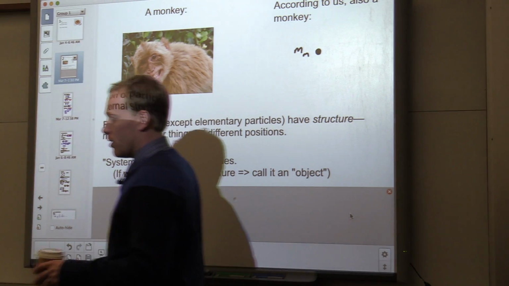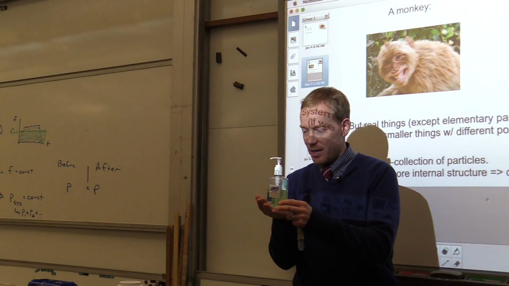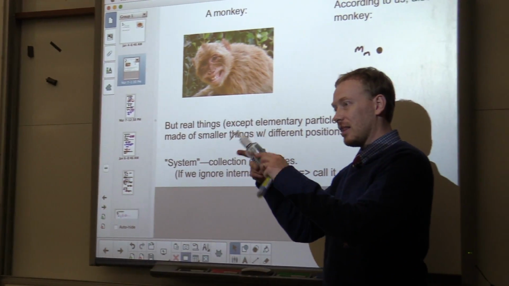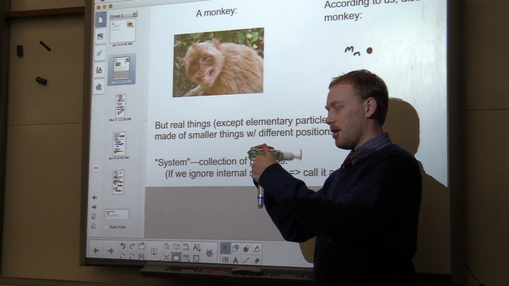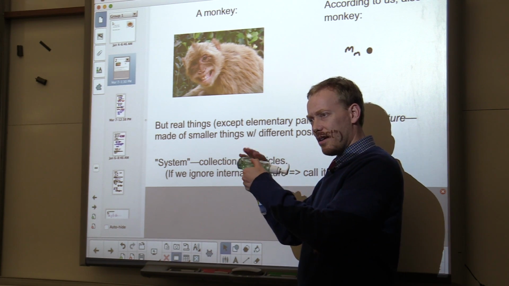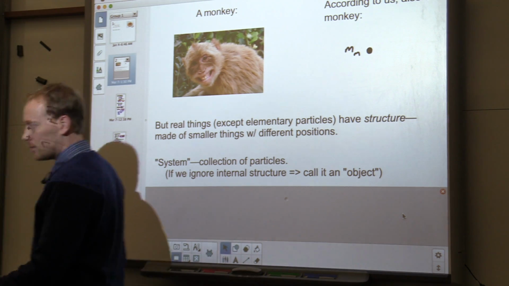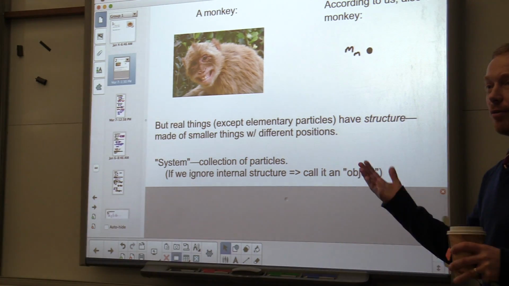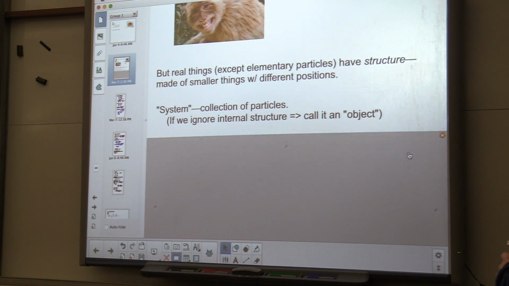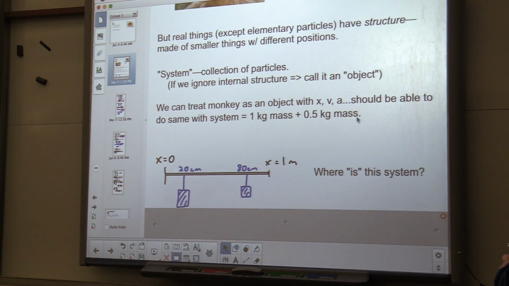For example, if this bottle is moving like this, I might ask, what's the velocity of this object? But if I turn the bottle like this, I'm not sure I would have an easy answer for the velocity of that object, because different parts of it have different velocities. A system is any group of particles. An object is a group that we're treating as if it were all one thing.